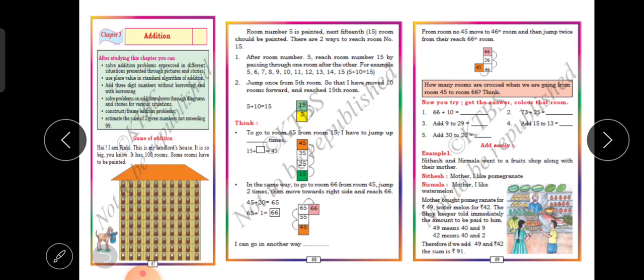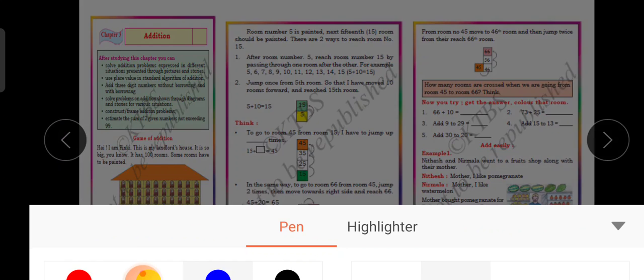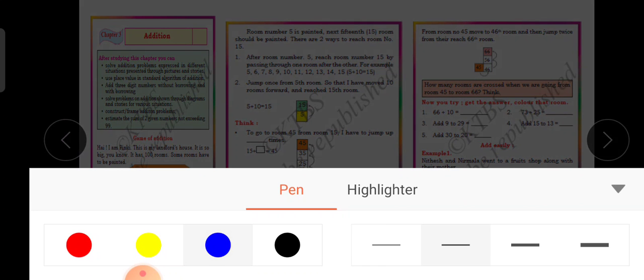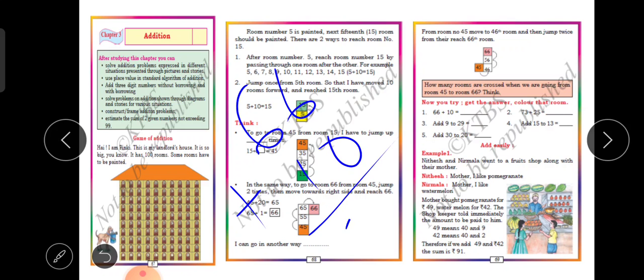Before that also, see, there is an example. Now you try to get the answer, color that room. See here, 66 plus 10, that one you already know. See here, for example, 66 plus 10, you can easily count it as 76, but there is another way to count this.